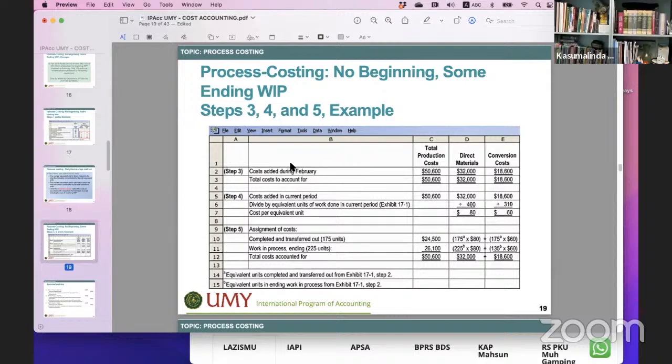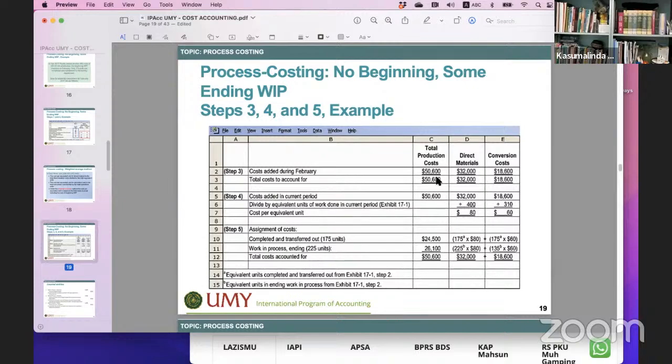Actually, the accurate way of calculating the total cost to account for is to also show the cost for the beginning work in process. I would prefer that way, because even though it is 0, we just put it as 0. That is to be clear for you to understand and to relate this table with the previous table.